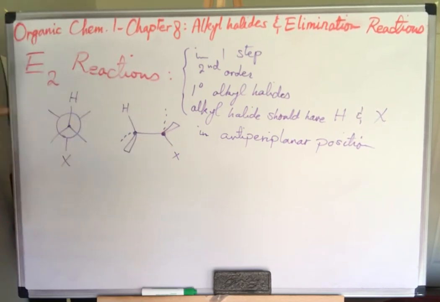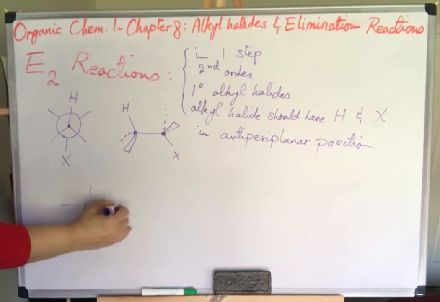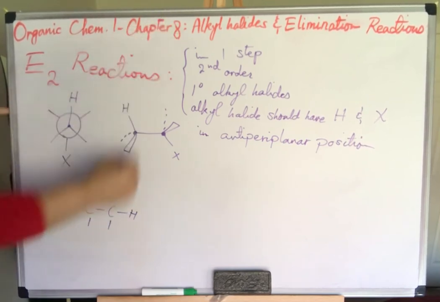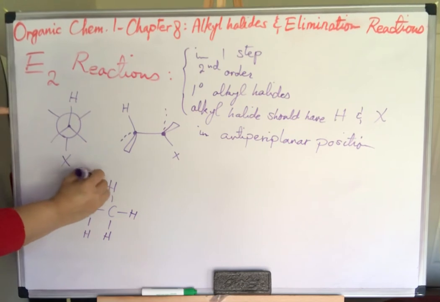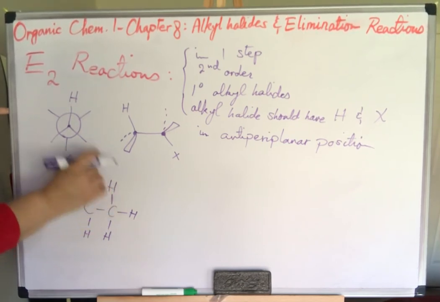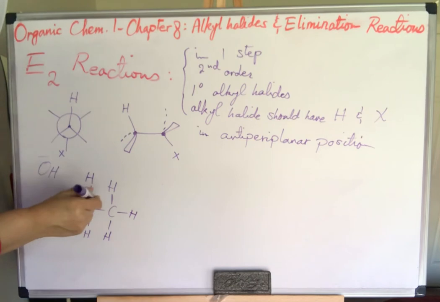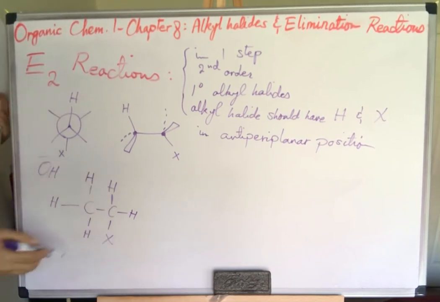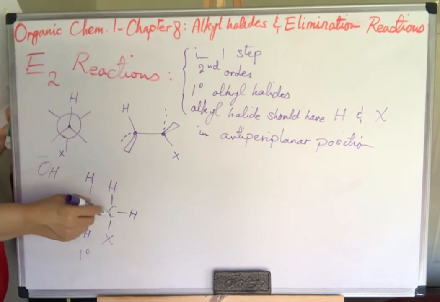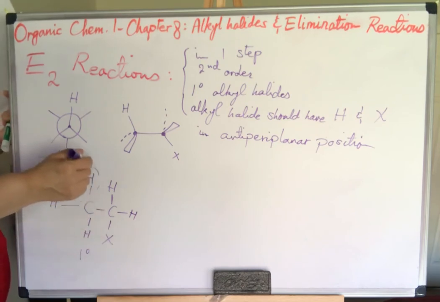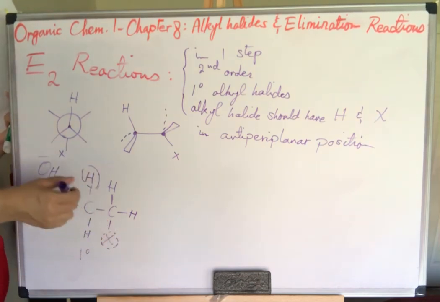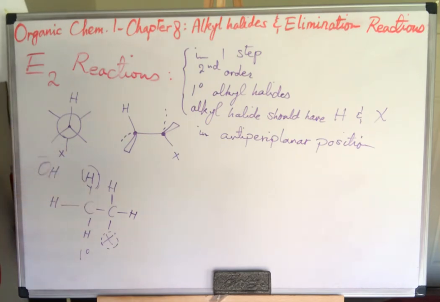But why? Because E2, let's work on this. E2 happens in, we said, one step. So what did we say at the beginning of this chapter? It includes a base. A base like, let's say, OH, okay? And, oops, I made a mistake here. So let's first check. Is it a primary alkyl halide? Yes, because the carbon connected to halogen is just connected to one more carbon. Does it have hydrogen and halogen opposite of each other in anti-periplanar position? Yes. So what happens, this is the difference between elimination and substitution.